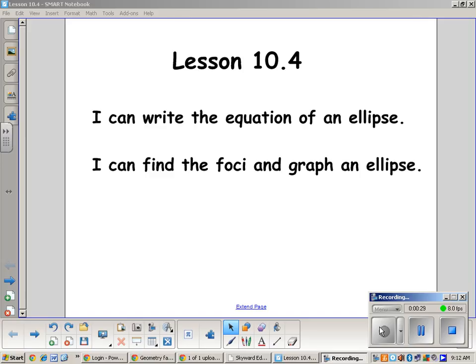Okay? And two days ago, we had the focus of a parabola. The point in which the parabola wrapped around was always equal distance from the graph to the focus as it is from the graph to the directrix. In an ellipse, we have two focus points, so they're called foci. So we're going to learn how to find the foci and graph the equation of the ellipse. That's what we're going to work on today.